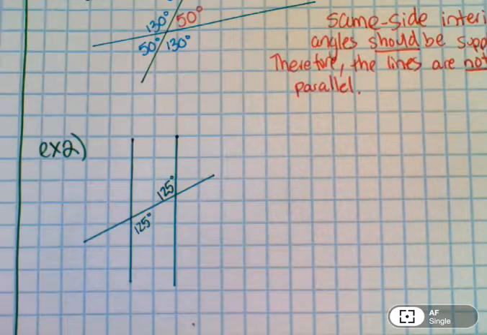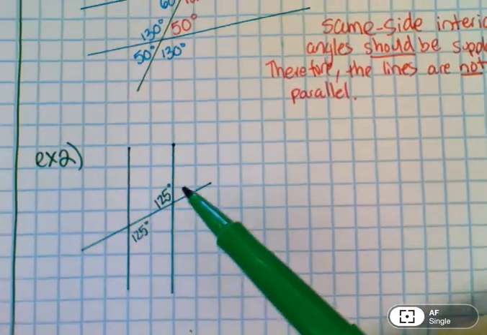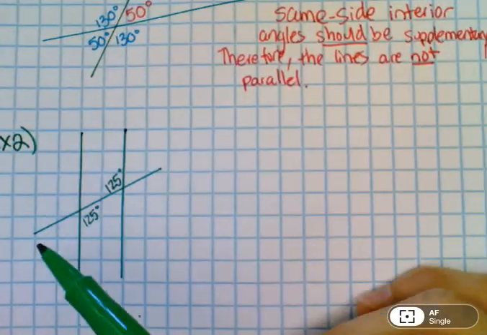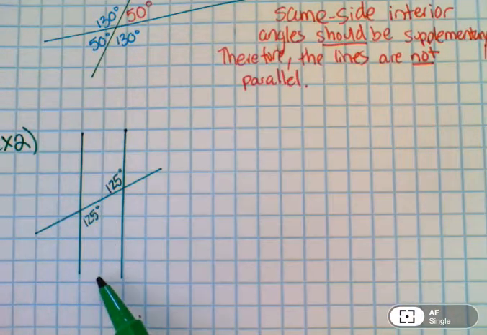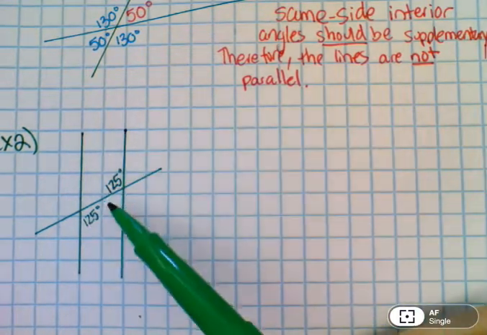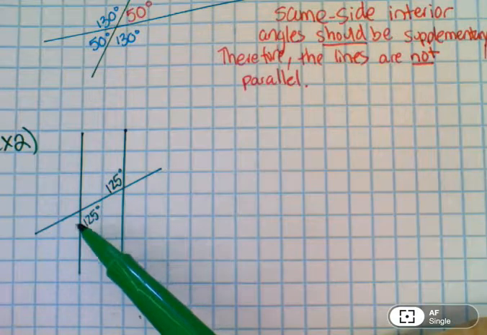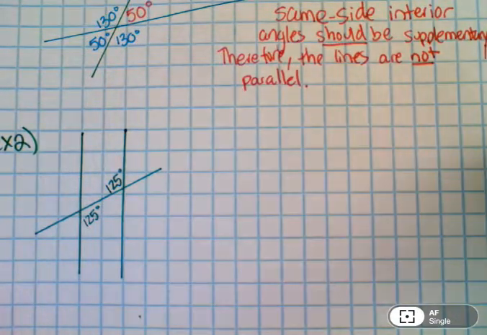It turns out that we need to think, what is the relationship here? What's it called? In this case, they're on the interior of the lines, and they're on opposite sides of the transversal. One's above it and one's below. So think about what that relationship is. Look back at your notes if you need to.